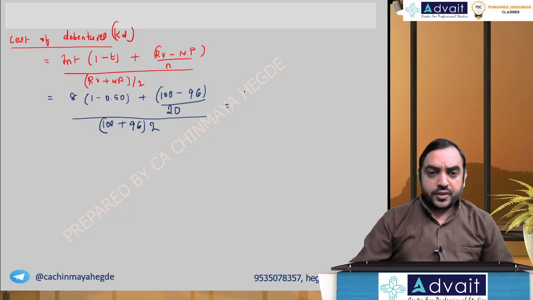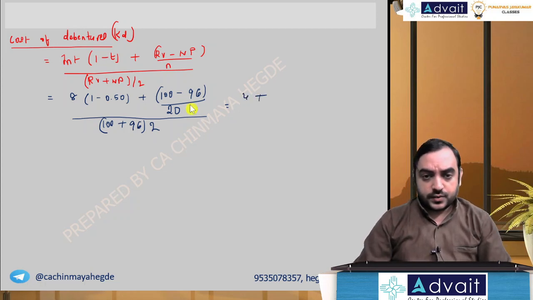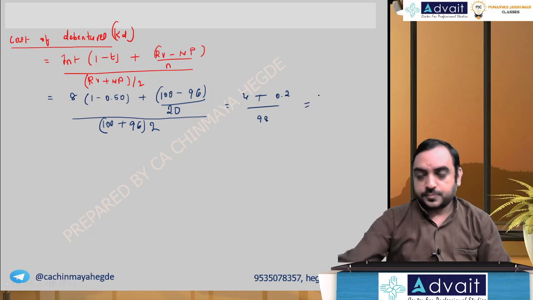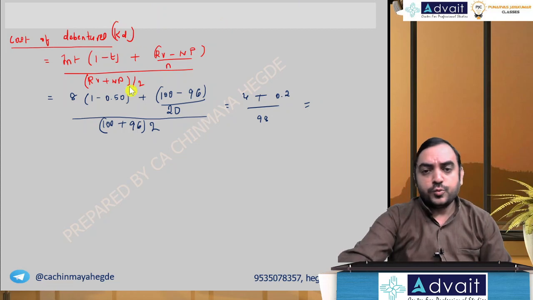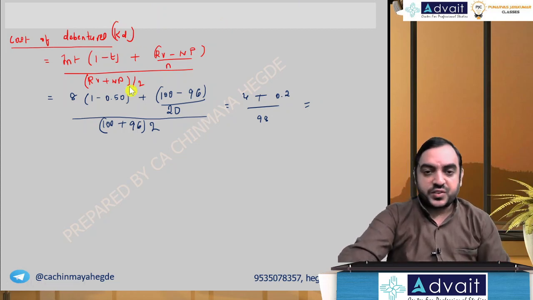8 into 0.5 is 4, plus 100 minus 96 divided by 20, that is 0.2, divided by 98. So 4.2 by 98 is 0.0428. If you multiply it by 100, you will express it in percentage.